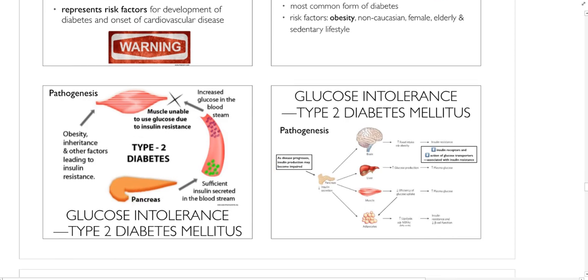So the pancreas potentially releases sufficient insulin into the bloodstream, and there's enough glucose in the bloodstream, so all that's fine and dandy. The biggest issue is that the muscle is unable to use glucose because it resists insulin. And obesity, inheritance, and other factors would be some of the causes that lead to the insulin resistance in the first place. That is tiny, tiny print.